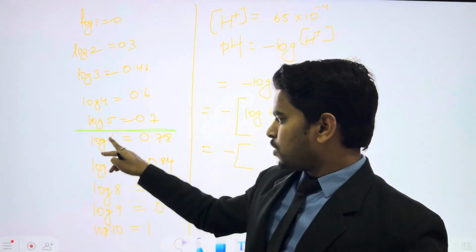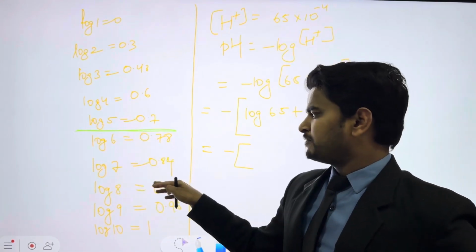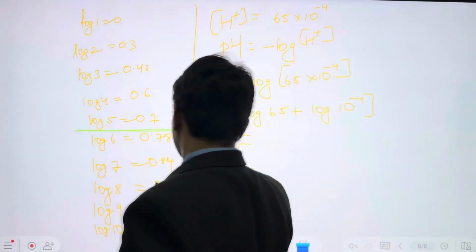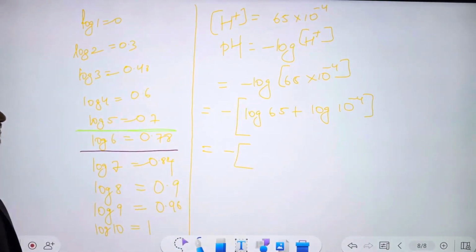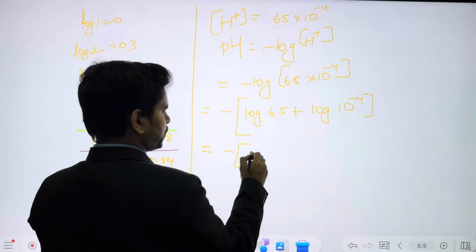0.81. Log 6 is 0.78. Log 7 is 0.84. So 6.5 will lie in between, and that's why we can say that the value will lie in between as well. So the value can be 0.81. So let's write it as 0.81.